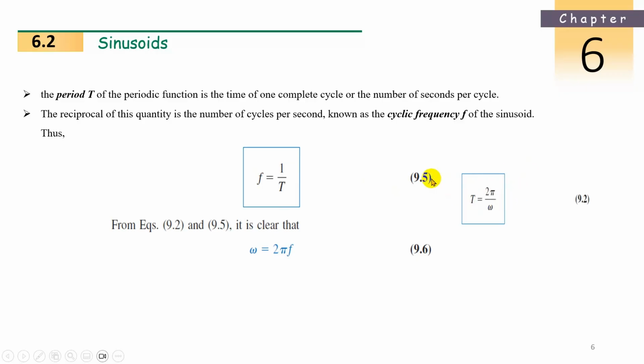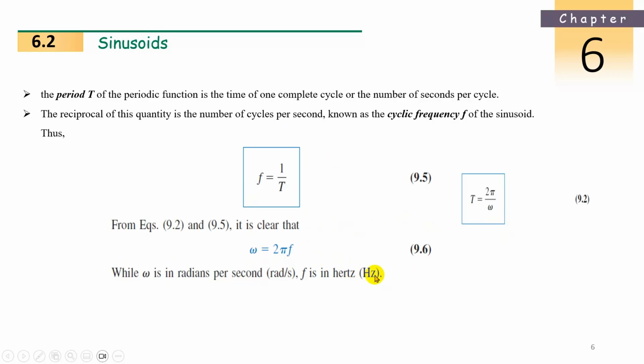And omega this side. So omega is equal to 2 pi f. This is how we rearrange this one. You will get omega is equal to 2 pi f. Here omega is in radians per second and f is in hertz. The unit of frequency is always hertz.